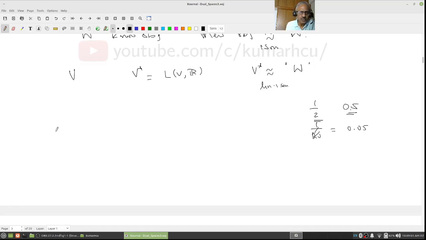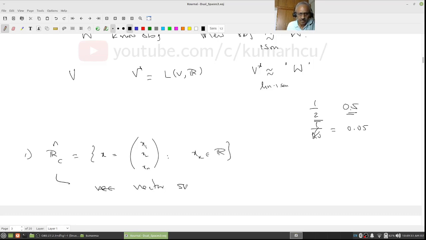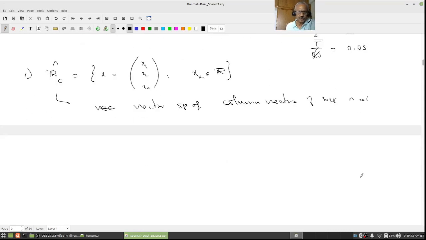Okay, so let us look at the simplest case. Let us start with R^n. Now so far I never said anything. Now I think of this as column vectors, that is the set of all x, so that x is of the form x1, x2, ..., xn, where xj are in R. That is, this is the vector space of column vectors of size n cross 1. Okay, n rows and 1 column. Think of them as matrices.